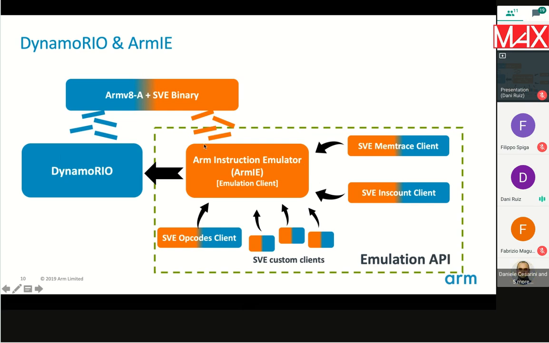Then the Arm Instruction Emulator, ArmIE, the emulation client, has an emulation API that can be used to build different clients on top of it. Right now we have 3 clients available. One is the memtrace client, which generates a memory trace of your application. The inscount client basically counts instructions: the total dynamically executed instructions, and also the total dynamically executed SVE instructions. And then you also have the opcodes client, which basically counts opcodes. It has a counter for each instruction executed, and it will report the counters.